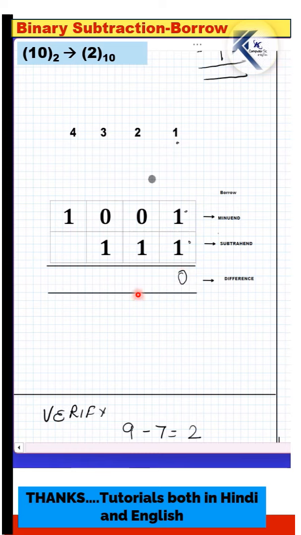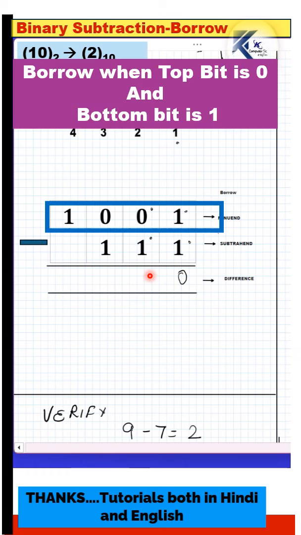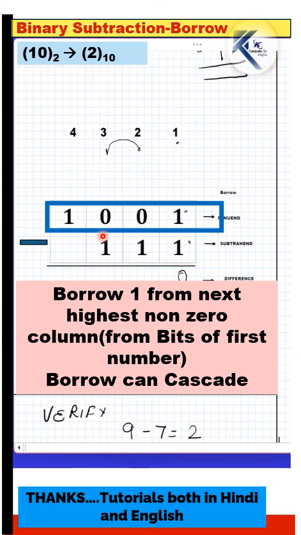In the second column, the top bit is 0 and the bottom bit is 1, so we need to borrow 1. But from where? We borrow 1 from the next highest column to the left where the top bit is non-zero. But in our case the top bit is 0. So we will go from column 3 to column 4. And in column 4 we find that the top bit is non-zero. So we can borrow this 1 from here and give it to column number 2.